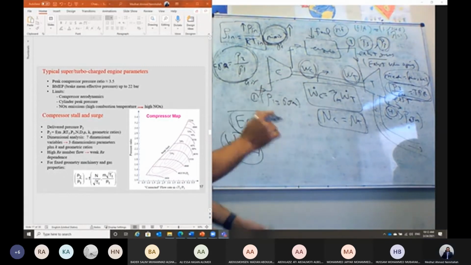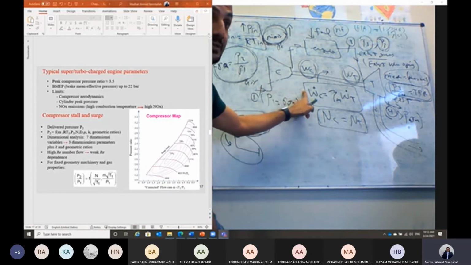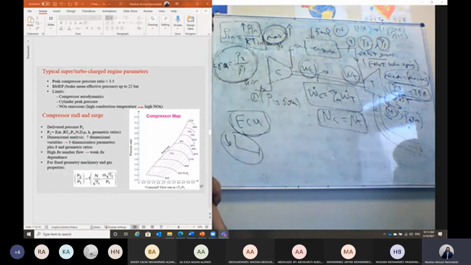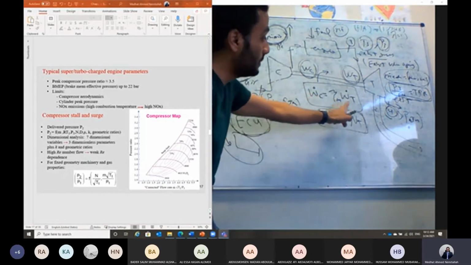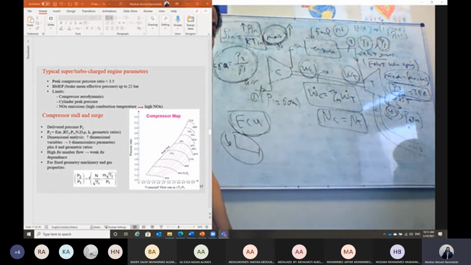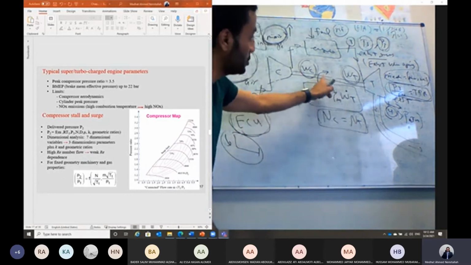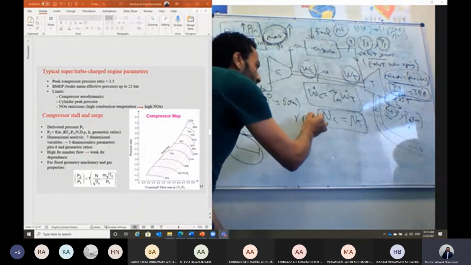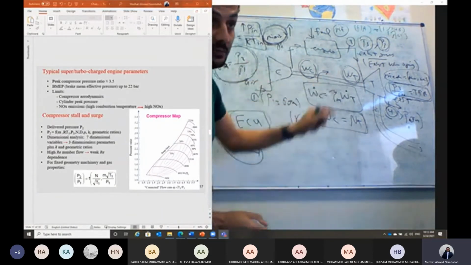So the first matching equation that we have: the power of the turbine should equal eta mechanical multiplied by the power of the compressor, equal to eta mechanical multiplied by the power of the turbine. And as they are connected on the same shaft, they should have the same running RPM in this case for the turbocharger.